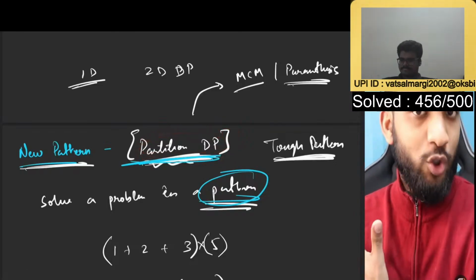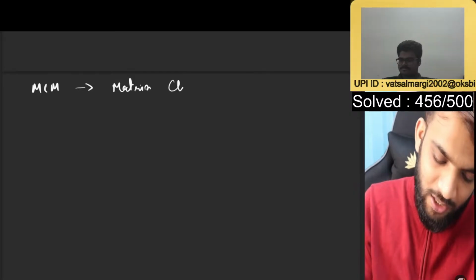So I just gave you an idea about how to approach the problem. In order to understand partition DP, the first problem that we will solve is MCM. What is MCM? Matrix chain multiplication.